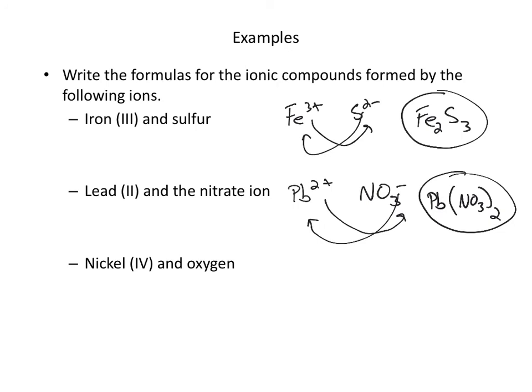And then finally, I have nickel 4 and oxygen. So nickel +4, oxygen ions are -2. So when I do the swapping, I would say, okay, it's Ni2O4. But of course, both of those subscripts are divisible by 2, so I can simplify it. So it should be NiO2.